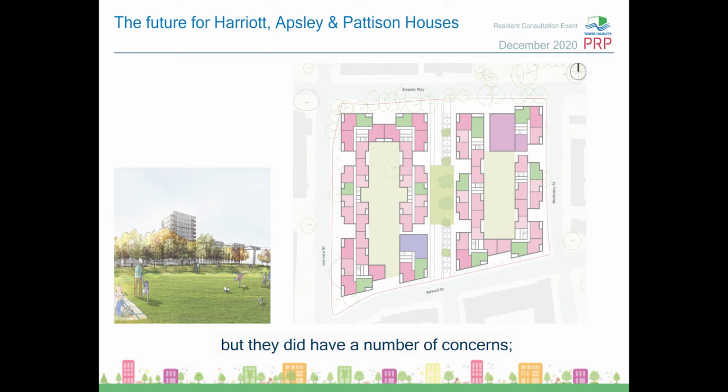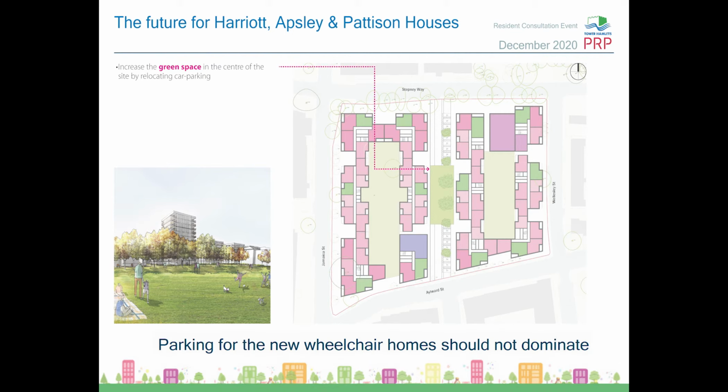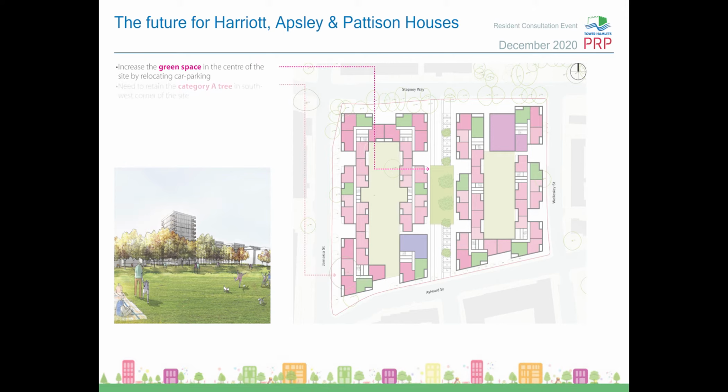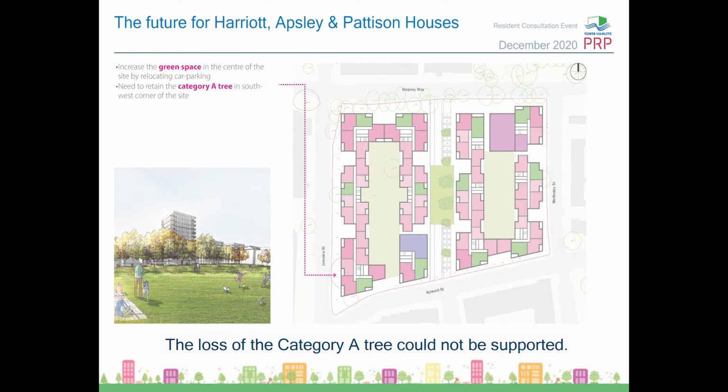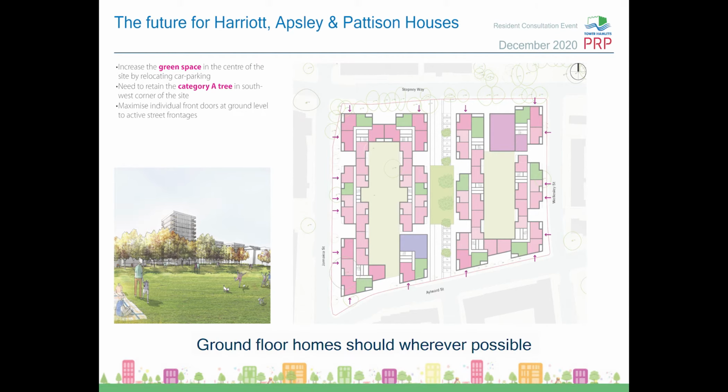a number of concerns. Parking for the new wheelchair homes should not dominate and be detrimental to the public green street, and an alternative approach needed to be found. The loss of the Category A tree could not be supported. Ground floor homes should, wherever possible, have their own front door to activate the streets, rather than being accessed from a communal entrance.